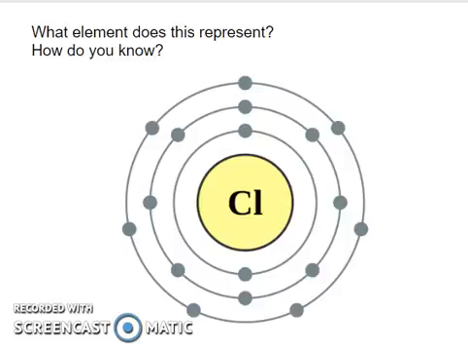So as you look at each of these examples, you should be able to remember or figure out what element you're looking at based on how many electrons. All you have to do is count them up.